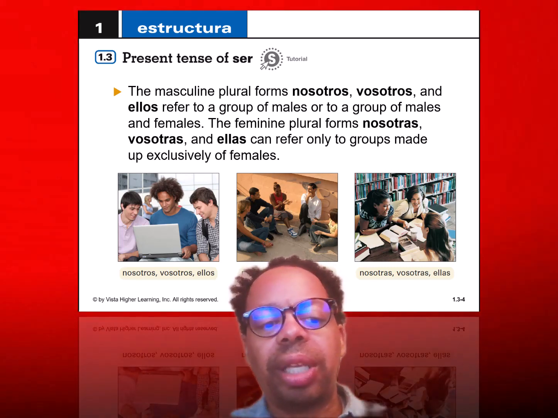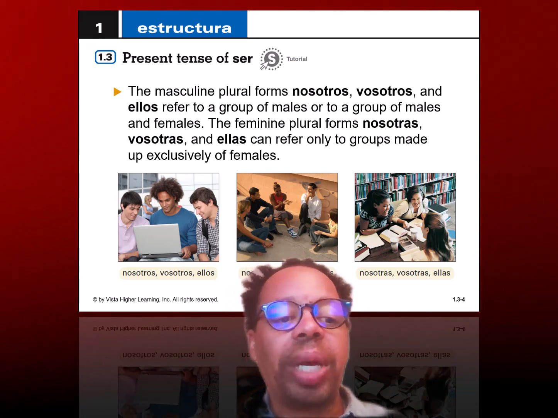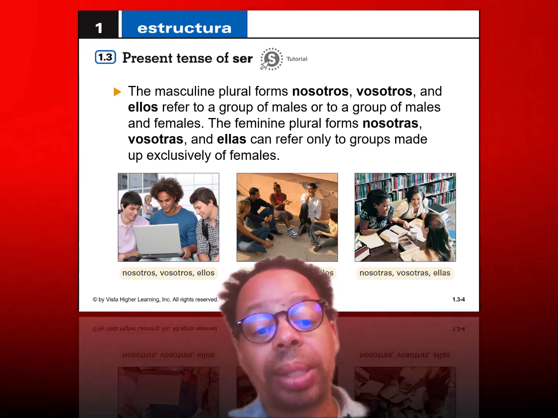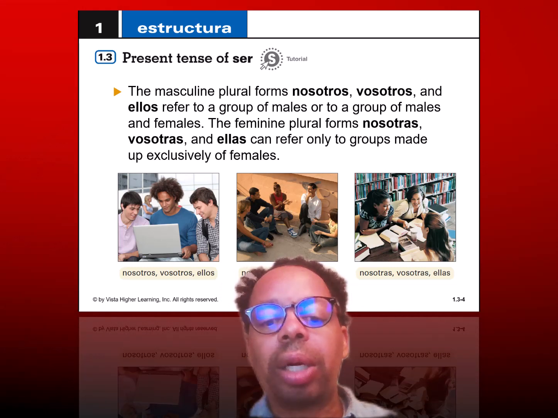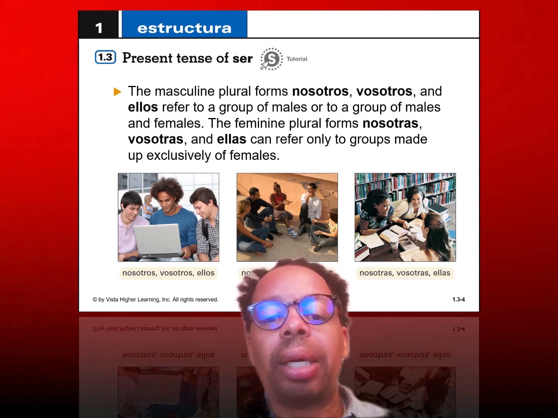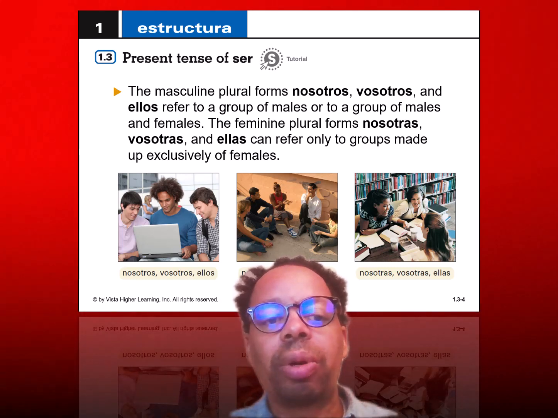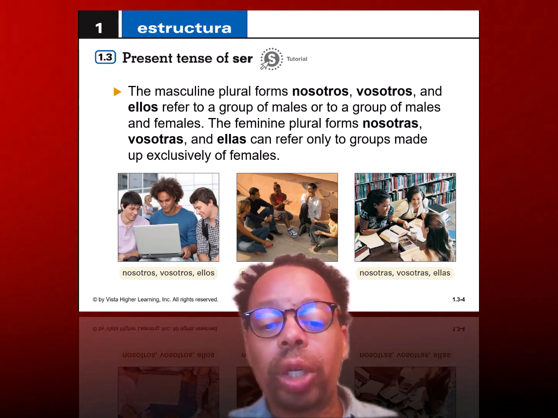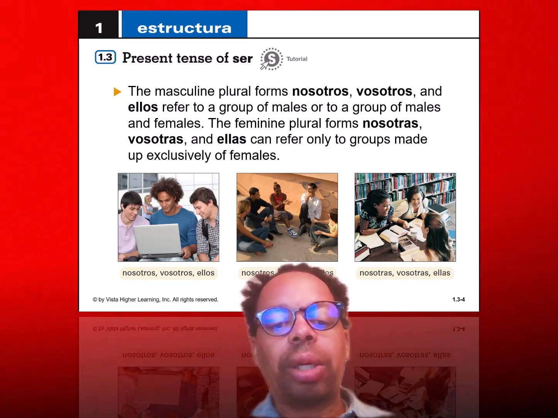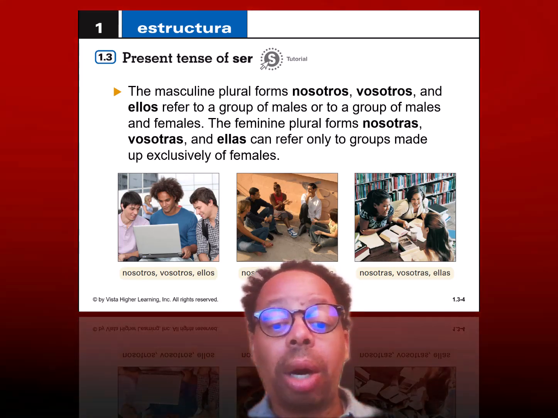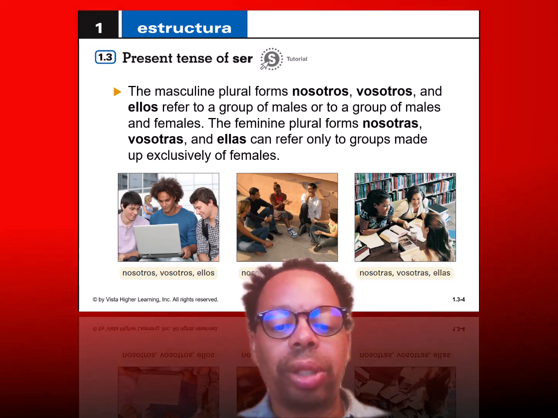So you see in the examples below, in the first one on the left, you have all males. In the middle, you have a mixed group, and on the far right, you have all females. So we're going to use the female form of that subject pronoun, nosotras, and vosotras, and ellas. So just make a note of that. We talked about that earlier, looking at the articles, but notice that that is a recurring theme throughout your Spanish journey.